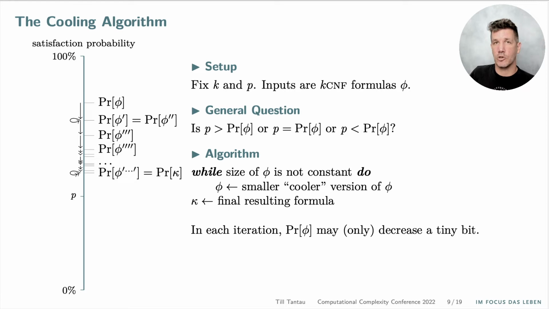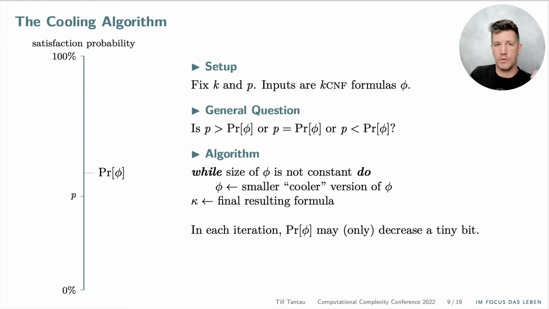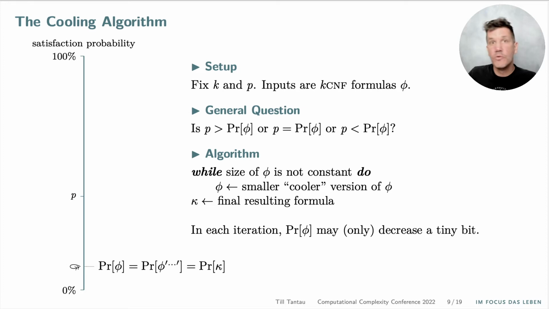And that thing is going to be called kappa in the following, like kernel. We might also have started down here and then do this step and then wind up here. Or we might have started here and wind up at P itself. Or we might have started somewhere and not moved at all. That is also an option. The cooling has no effect. We, after some steps, wind up at the formula that has constant size. So that's what the cooling algorithm will do.